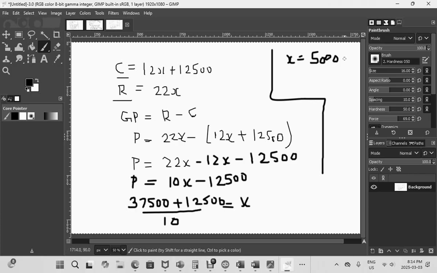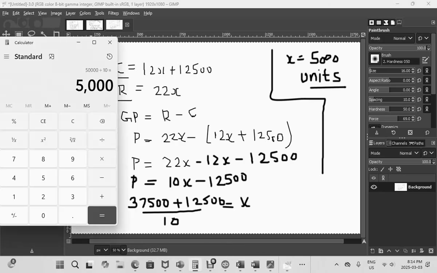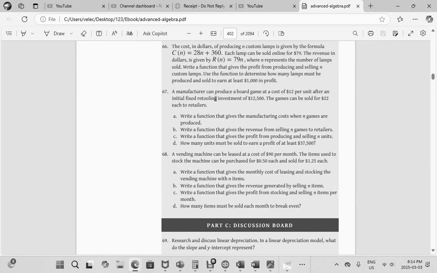So when you produce 5,000 units, given your fixed and variable expenses, you will make a profit of $37,500. All right, so let's look at the next question further down. Further down you have another question.